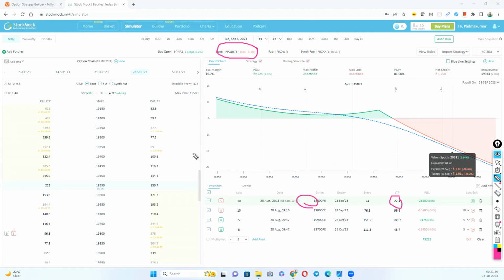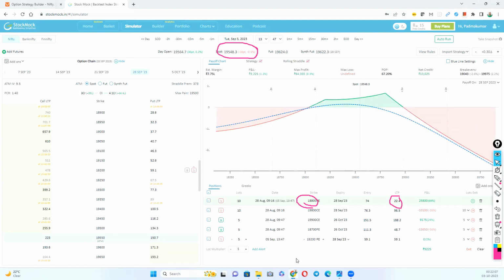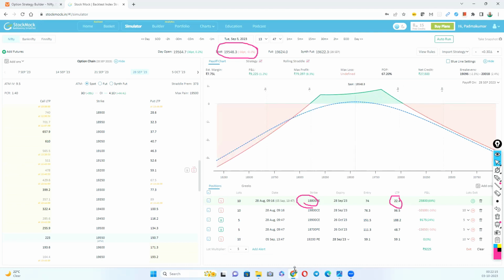So we'll see whether 19,200 is getting a good premium. Yes, 19,200. Right, so close to 600. So we'll keep the distance of 400 points. So we'll sell the 19,200 put. 19,200, yeah, 10 lots. We'll keep it in 10 lots. We'll keep the sold one.